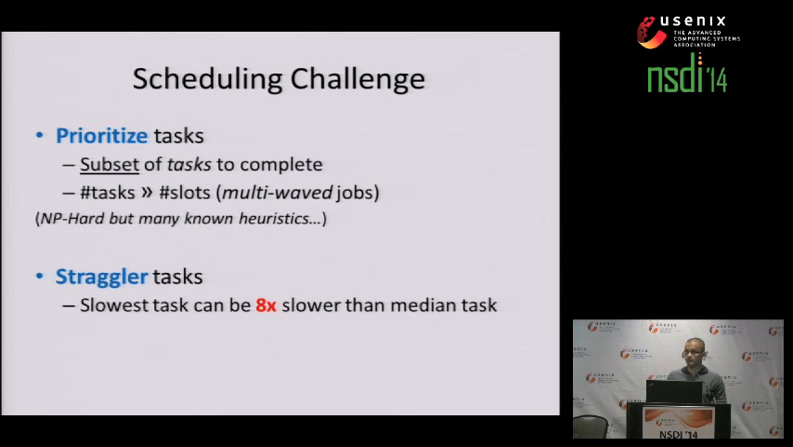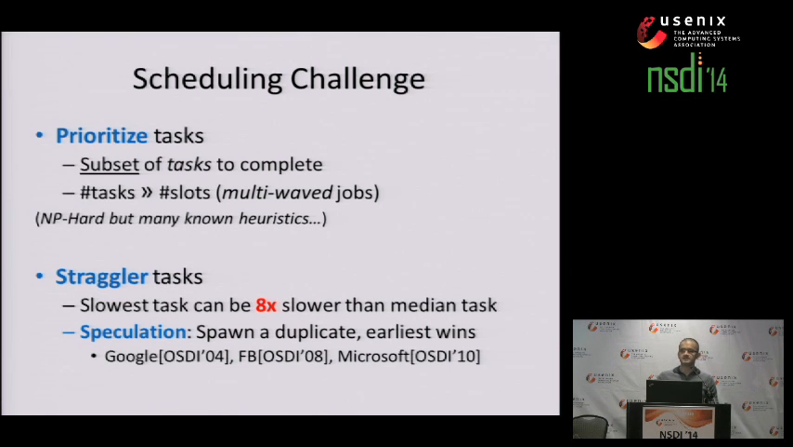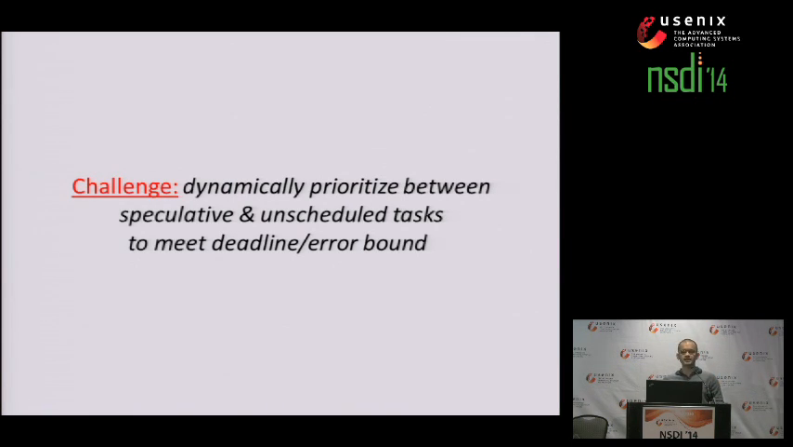The most widely used way to deal with stragglers is speculation. As we learned from James Stark, this is a technique from the 1960s. The idea is to spawn a duplicate for a straggler and pick the one that finishes earliest, and it is deployed in many of the clusters that we know of. Hence, given this need for prioritization and stragglers, the challenge can be condensed to saying we need to dynamically prioritize between scheduling speculative copies for stragglers and picking unscheduled tasks, keeping in mind the deadline or the error bound that we have to meet.